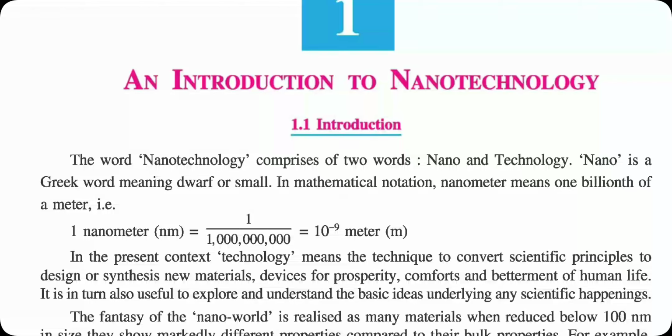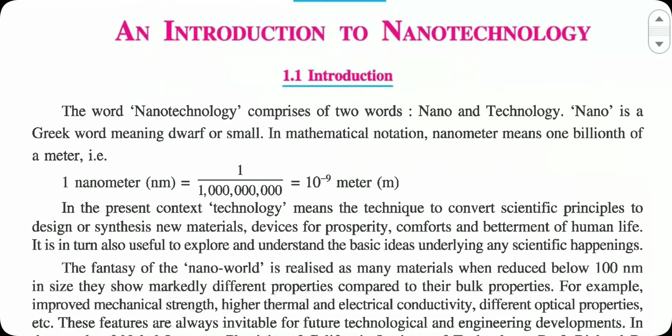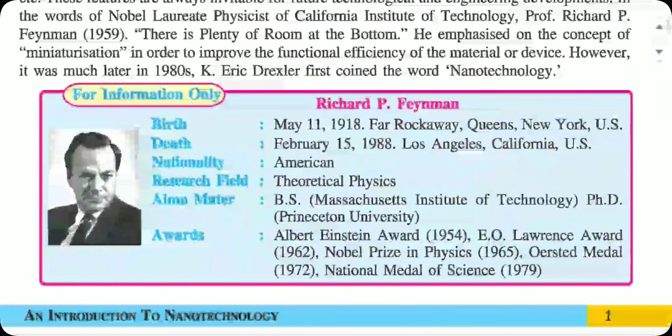Introduction to Nanotechnology. The word nanotechnology comes from two words, nano and technology. Nano, Greek meaning dwarf or small, means one billionth of a meter. One nanometer is equal to 10 raised to the power of minus 9 meter. The word nanotechnology was first given by Richard P. Feynman, and he also got a Nobel Prize in Physics in 1965.